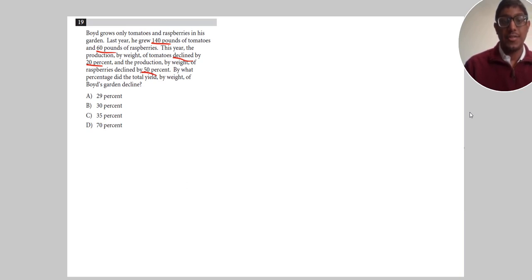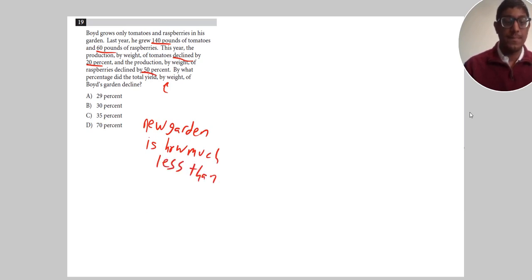So what we have to do is work backwards from the last sentence because that's where they actually tell us what they want. So we want to know the weight of the new garden and how much less than the old garden. So the new garden we have to figure out. We need to get these percent changes down.